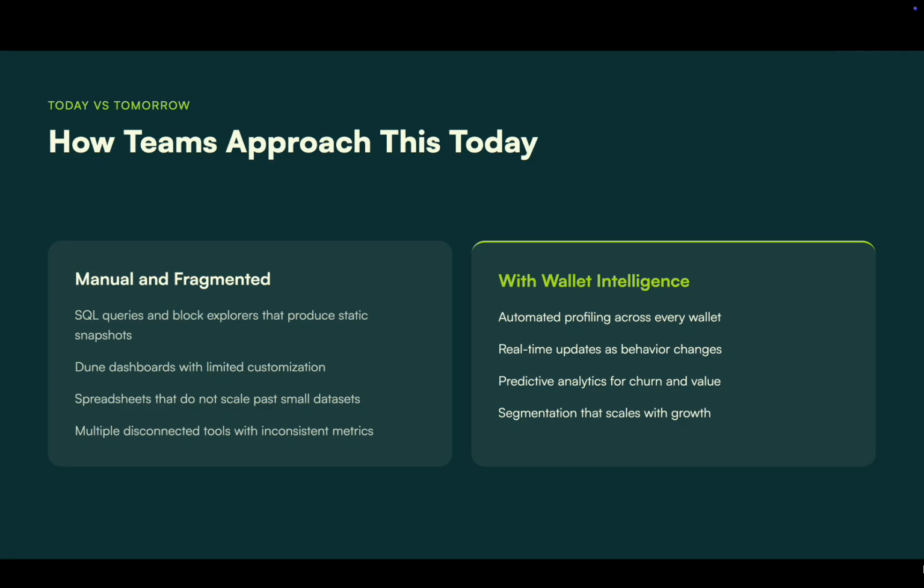Many teams still rely on manual analysis. They export data, query block explorers, build dashboards, and combine reports in spreadsheets. That approach becomes harder as user activity grows. Wallet intelligence automates this process. Profiles update as behavior changes, segmentation happens automatically, and teams can identify valuable users much faster.